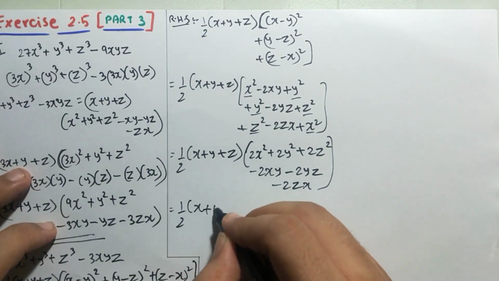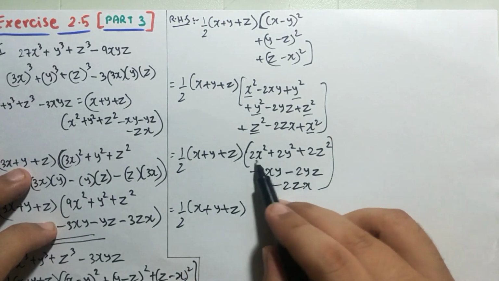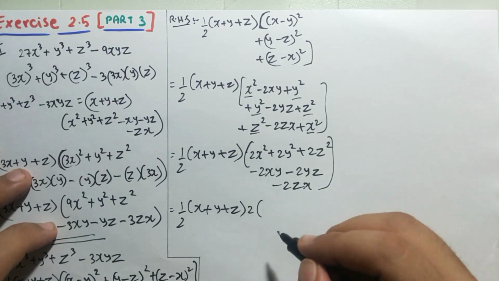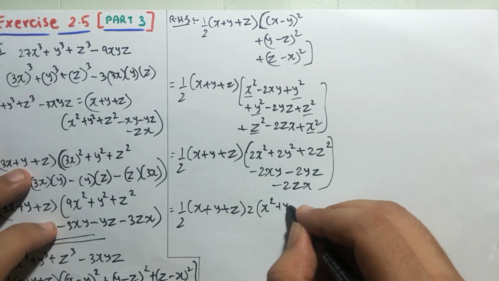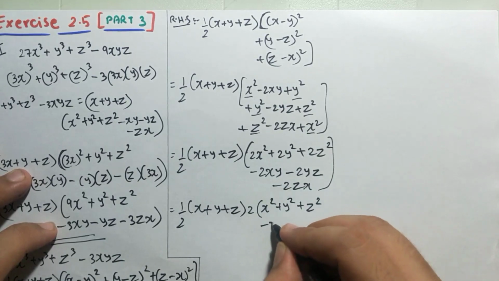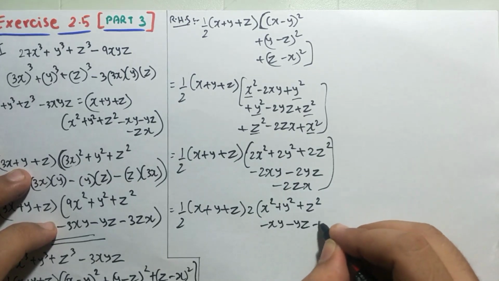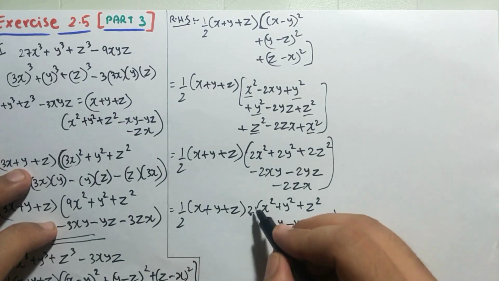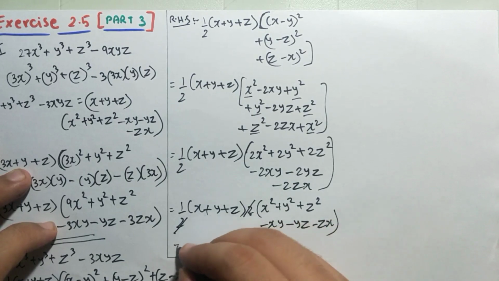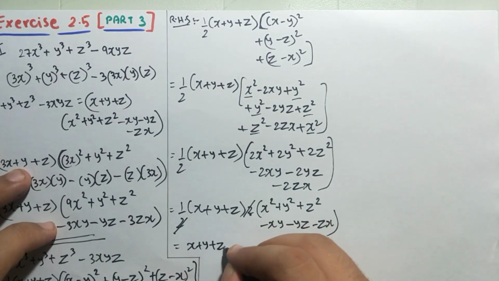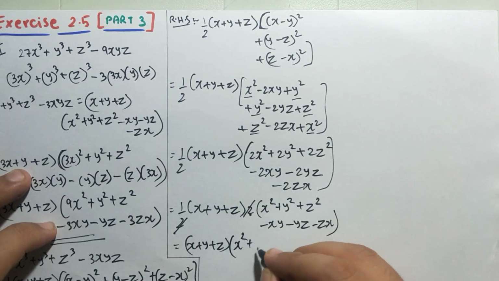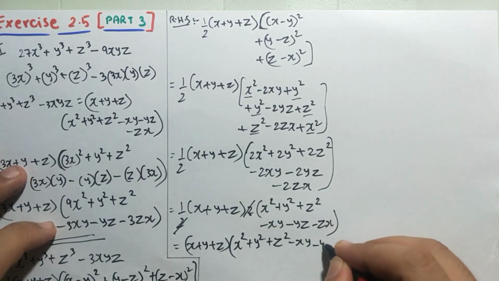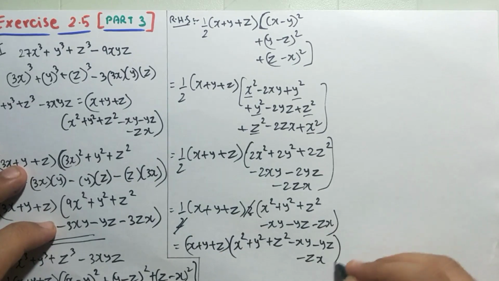1 by 2 x plus y plus z. As you can see, all the terms in this bracket have 2 common. So I'm taking 2 outside. This will become x square plus y square plus z square minus xy minus yz minus zx. This 2 and this half, they both will cancel out. So the answer would be x plus y plus z multiplied by x square plus y square plus z square minus xy minus yz minus zx.